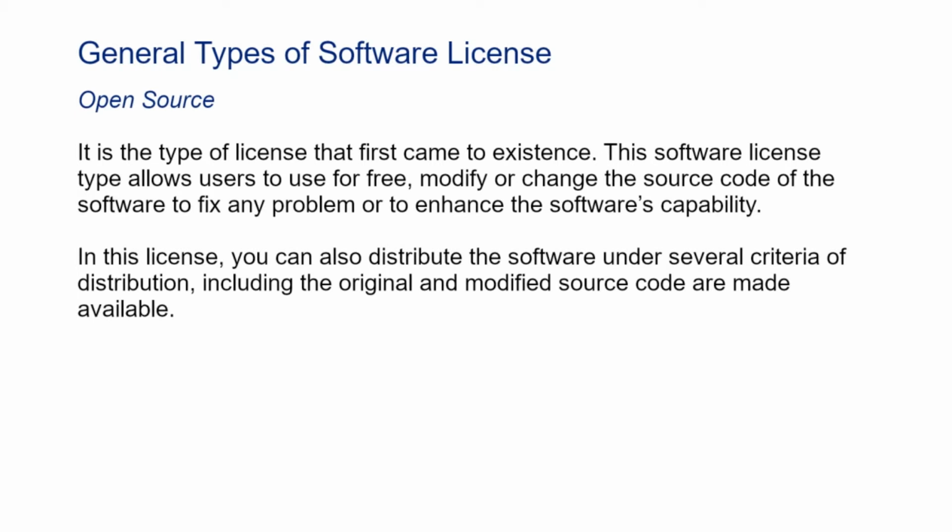General types of software license. Open source. It is the type of license that first came to existence. This software license type allows users to use for free, modify or change the source code of the software to fix any problem or to enhance the software's capability. In this license, you can also distribute the software under several criteria of distribution.